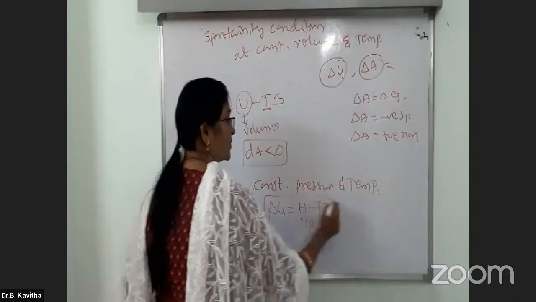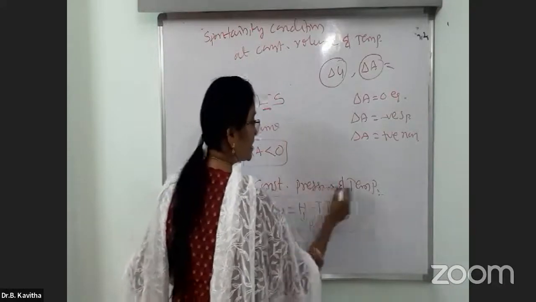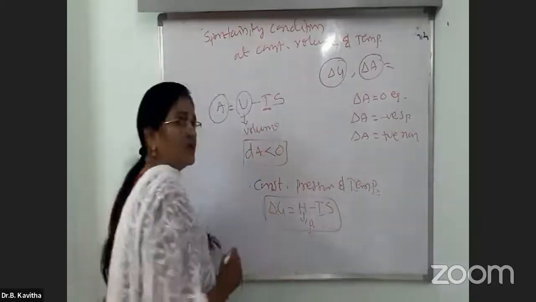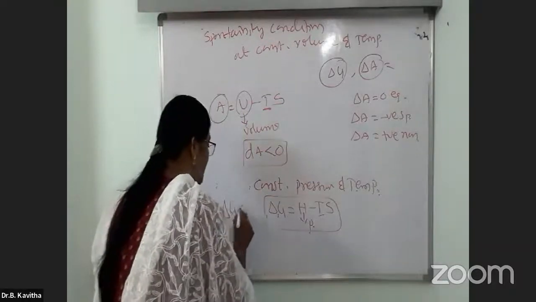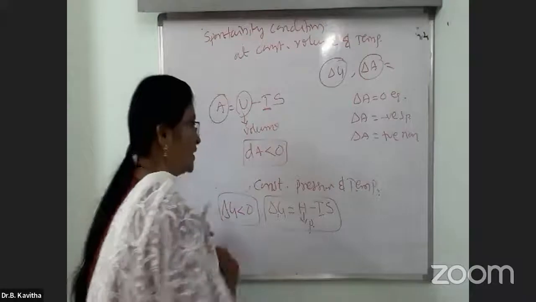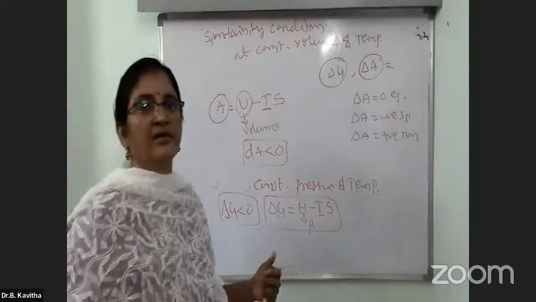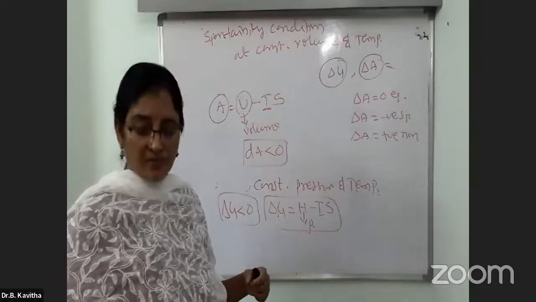So if they ask you about the spontaneity condition at constant pressure and temperature, it regards to the delta G. That is, delta G is less than 0 at constant temperature. Okay?